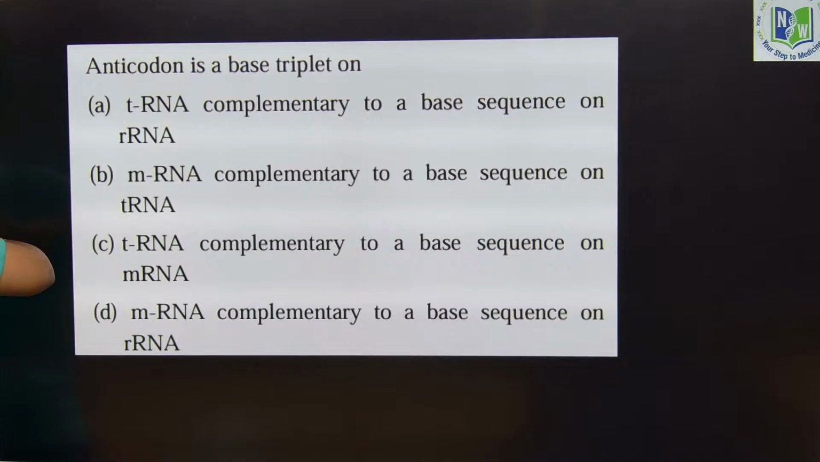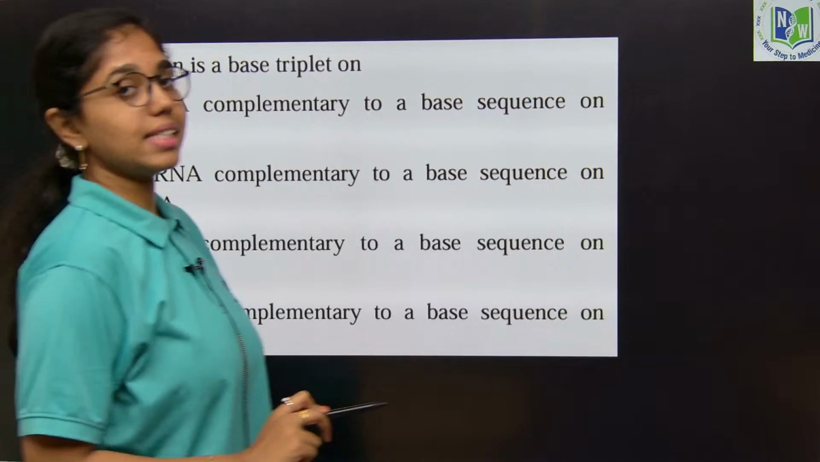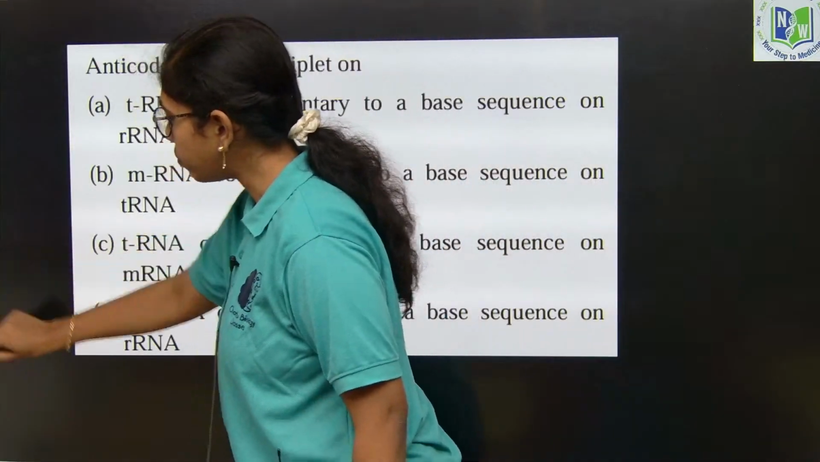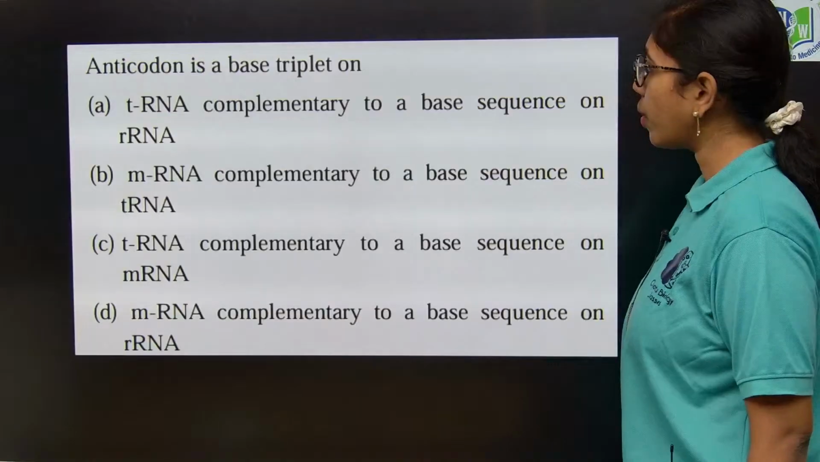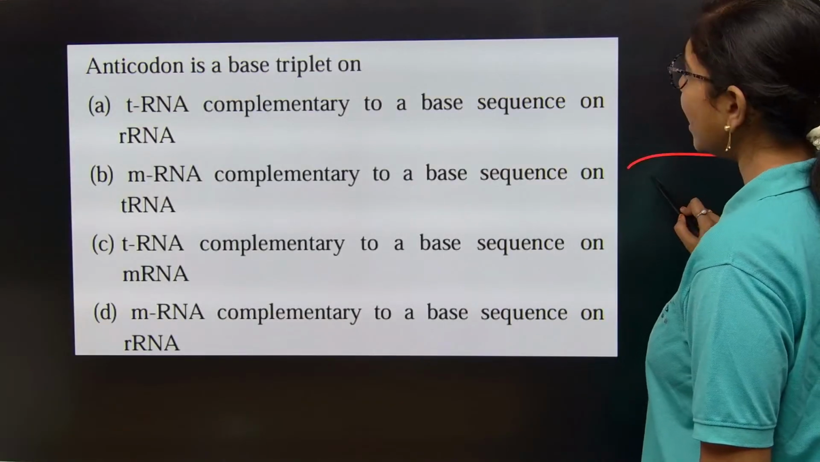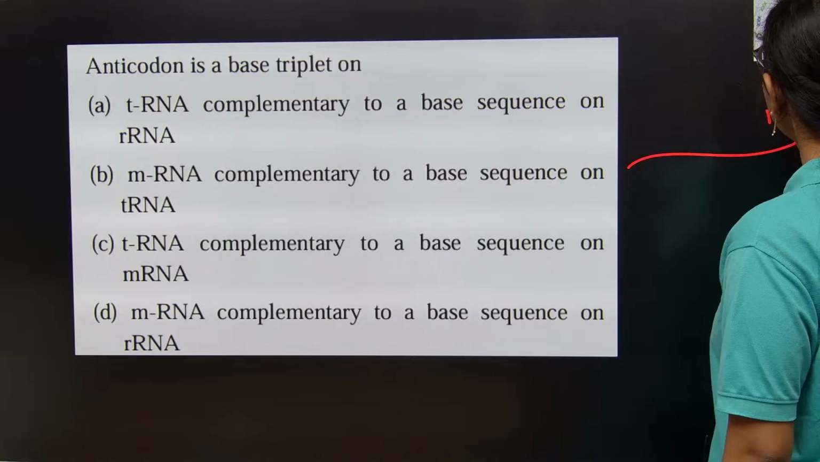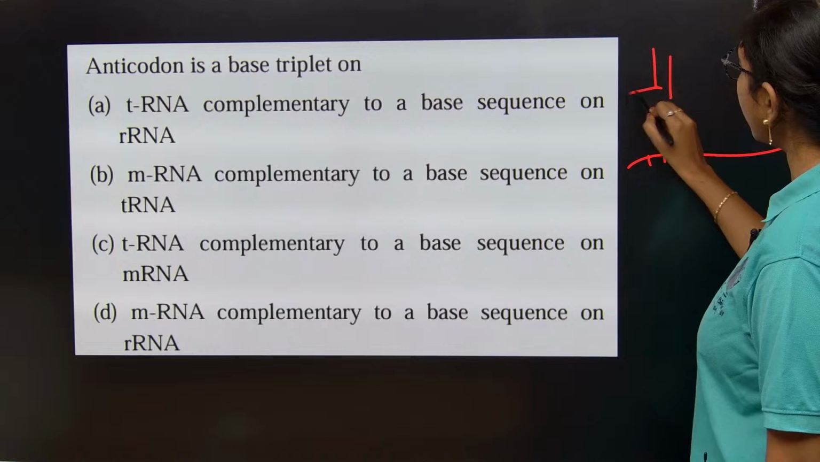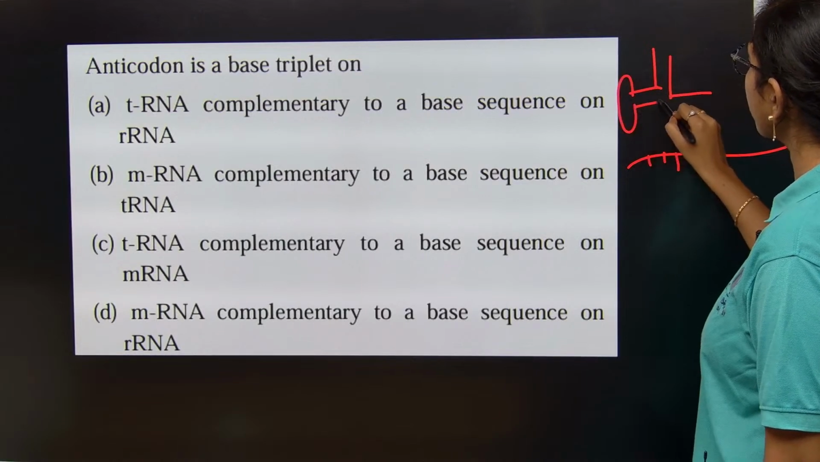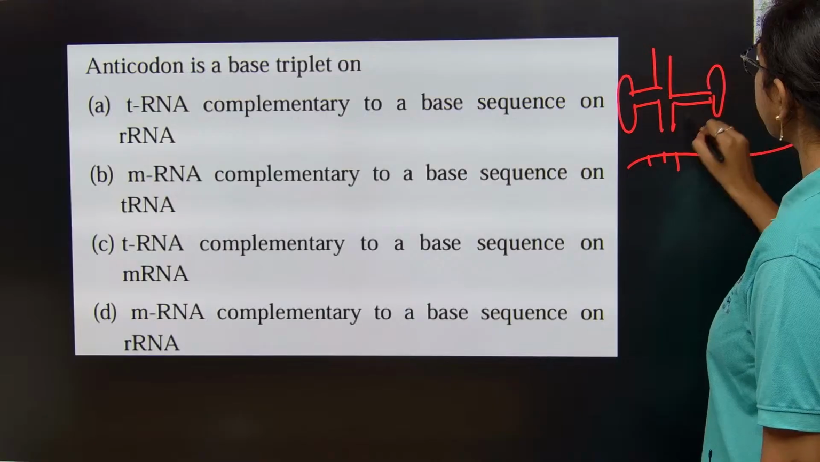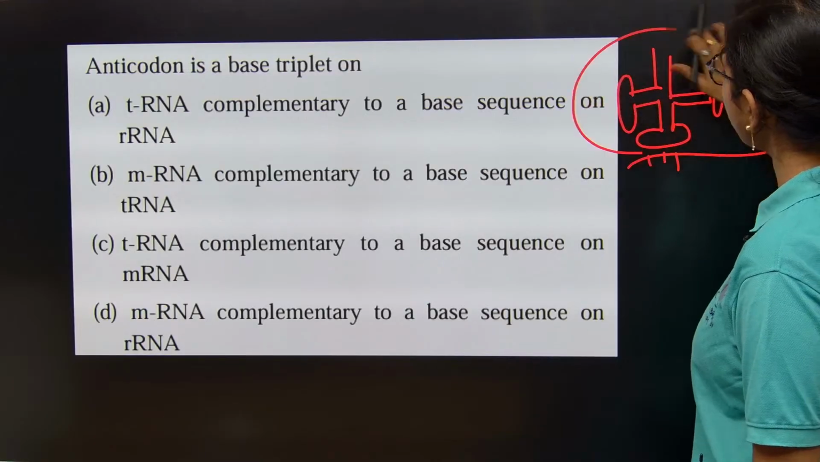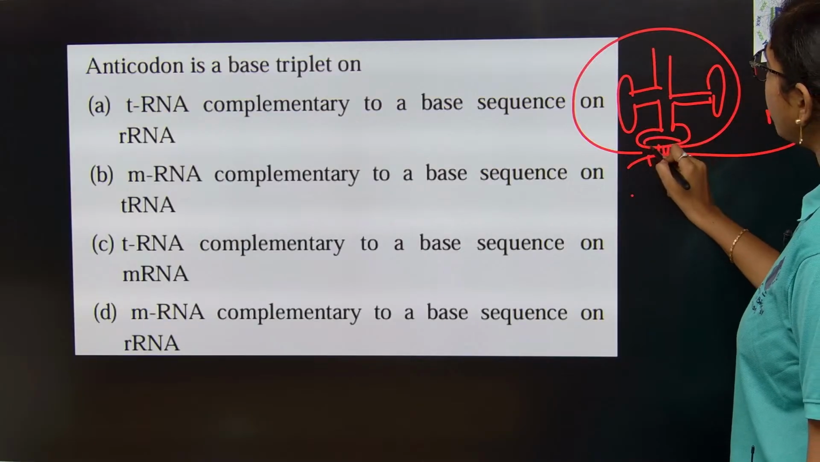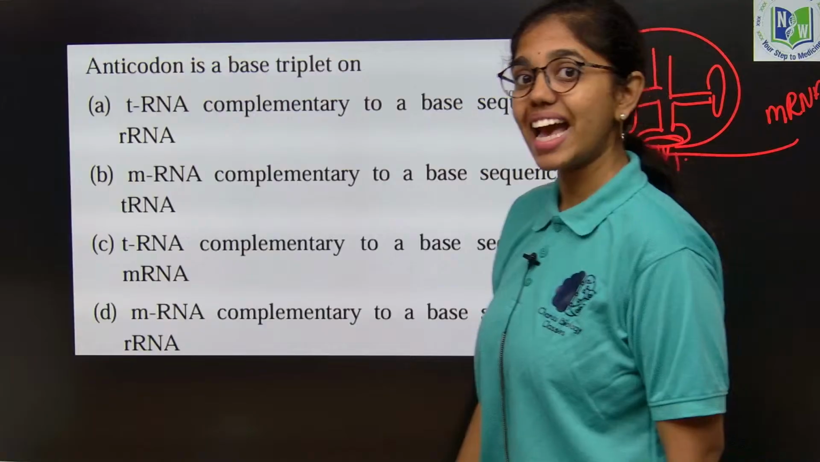This you see, anticodon is a base triplet on. Anticodon and codon, this concept comes during translation. Codon is the one which is present in the mRNA. In mRNA, the genetic codon is present. The tRNA which sits on the larger subunit of the ribosome at the P site will copy this codon, and the code which is copied by the tRNA is called anticodon.